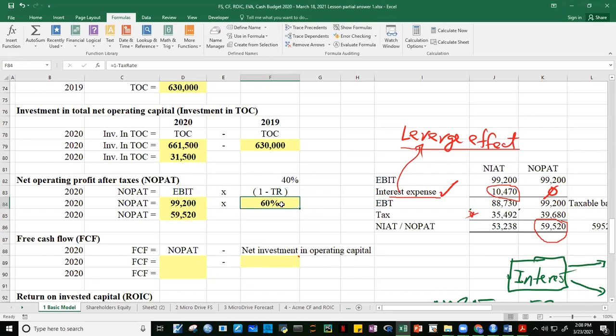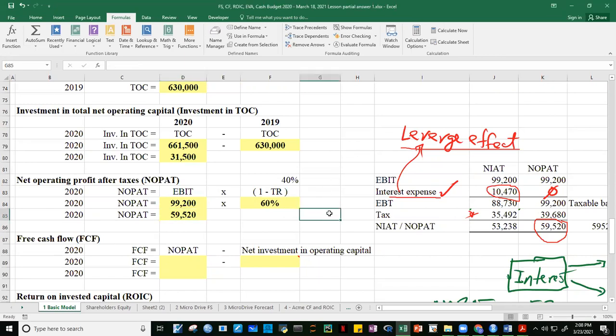Enter. So that's 60%. Pero ang formula niya, 1 minus tax rate. Okay, clear yun, guys? Clear ba? Clear po, sir. Okay, thank you. So we can now compute for our NOPAT, which is just your EBIT times 1 minus tax rate. Okay. So again, anong gamit guys ang NOPAT?